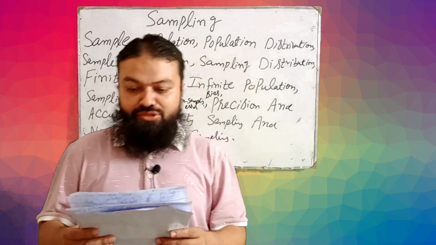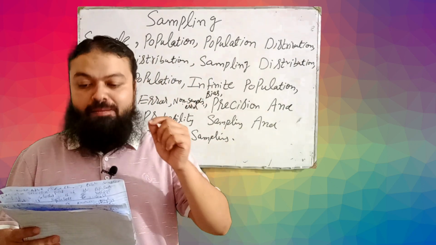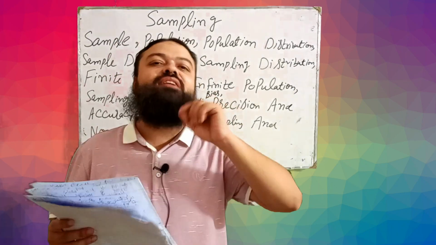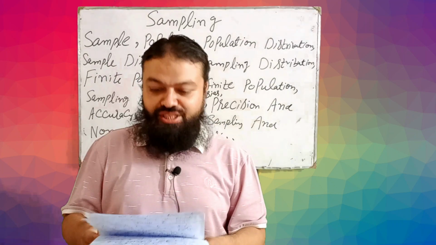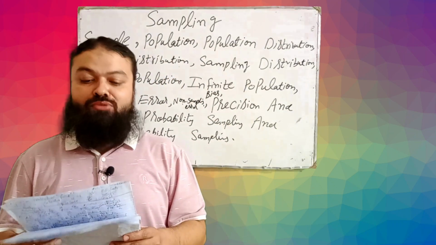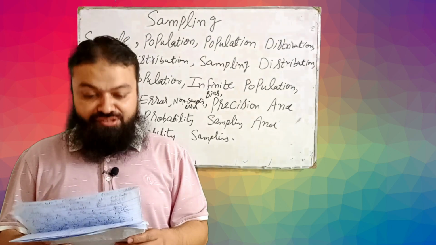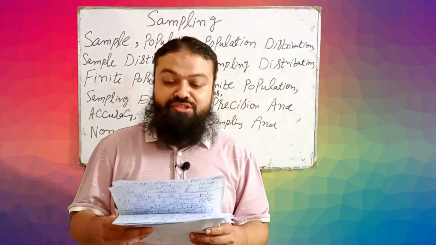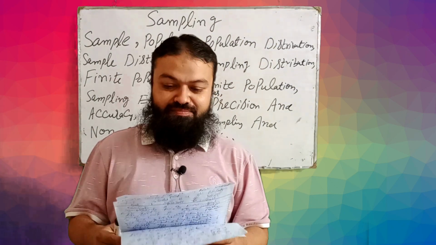Yes. Number 2, a subset of the population is known as a sample. Sample is the subset of the population. Number 3, which of the following sampling is the representative of the whole population? A very important one. Stratified sampling, no. Systematic, wrong. Number 3, simple random sampling.